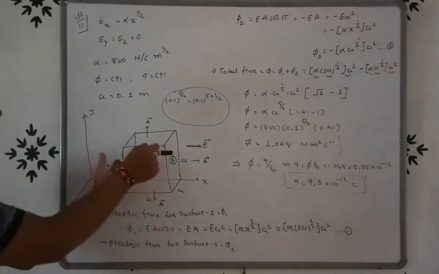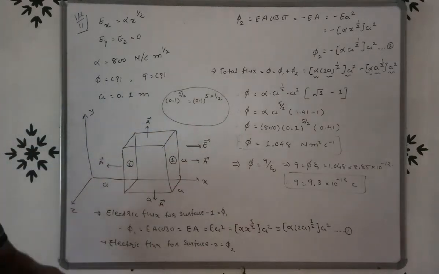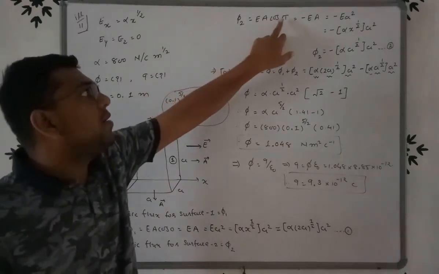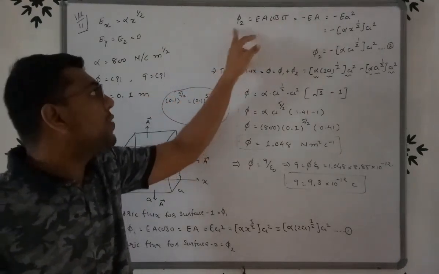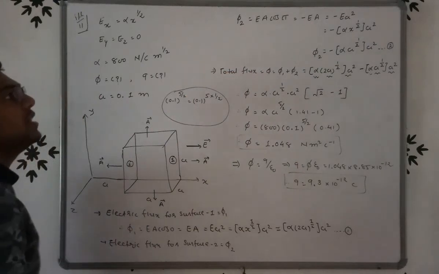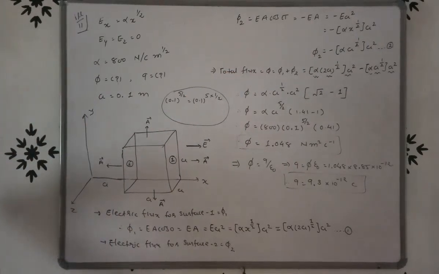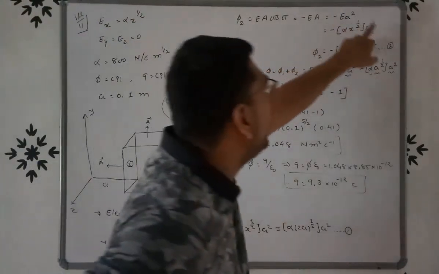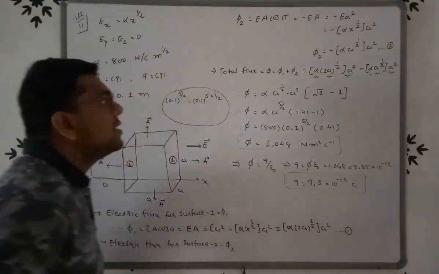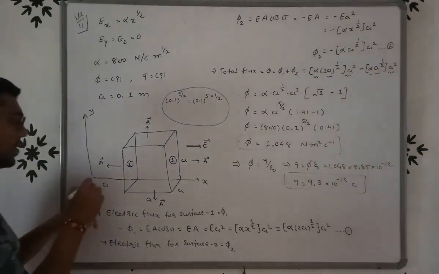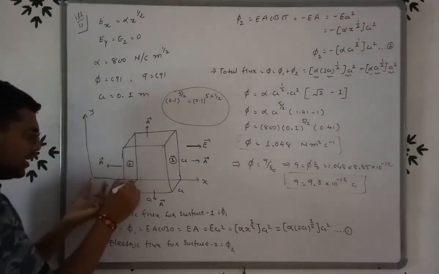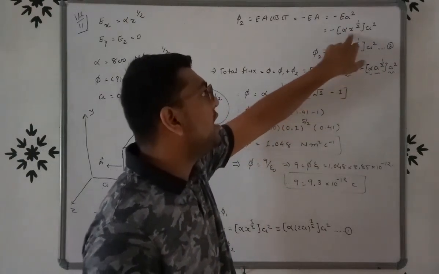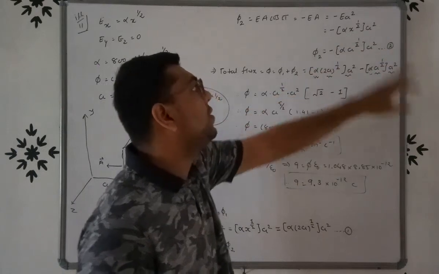Now for surface 2, the directions of E and A are opposite. So phi 2 is equal to EA cos phi, and the value of cos phi is minus 1. So phi 2 is equal to minus E A square, that is minus alpha x raised to 1 by 2 into A square. The value of x, the distance from the origin to the second surface, is A. So it is minus alpha A raised to 1 by 2 into A square.